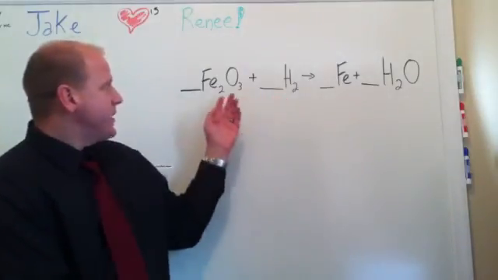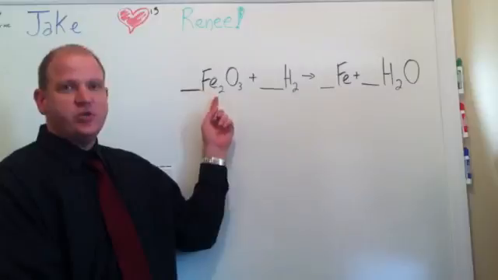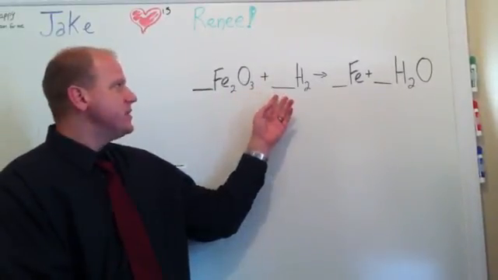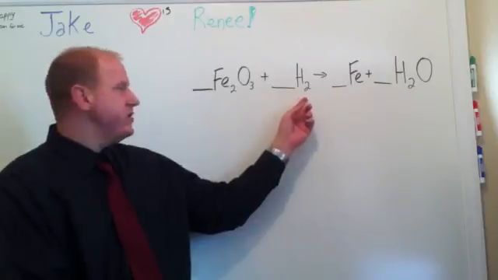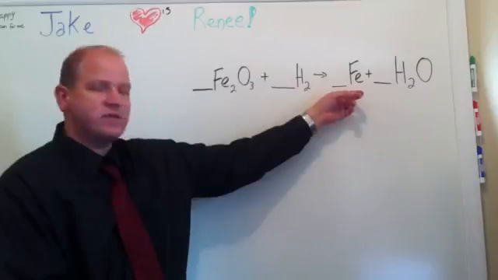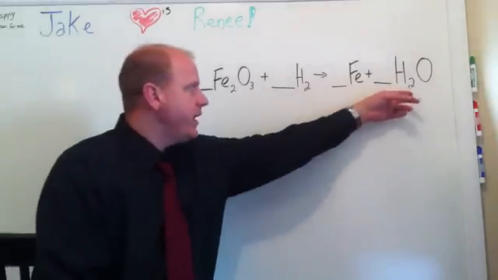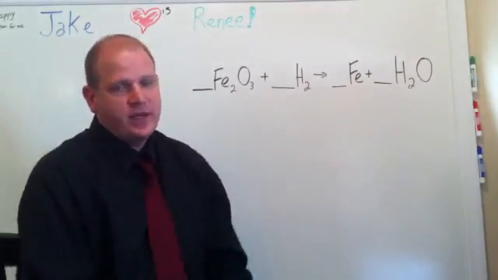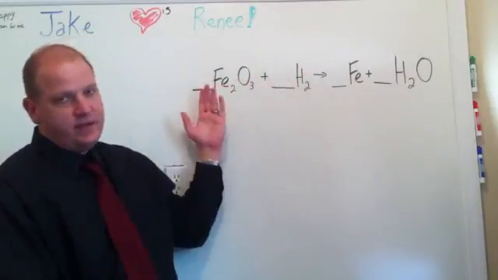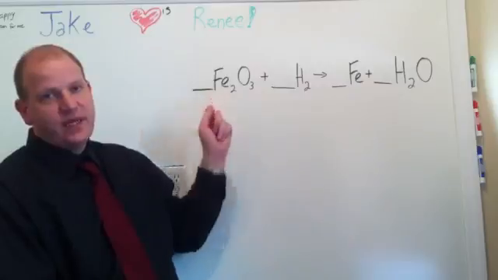So in this problem we have Fe2, which is iron, so 2 iron molecules, O3, plus blank H2, 2 hydrogen molecules. Chemical reaction occurs, creates 1 iron and water, H2O. And so I'm going to leave the O alone, I'm going to leave the H alone, and I'm just going to start with the iron molecules.